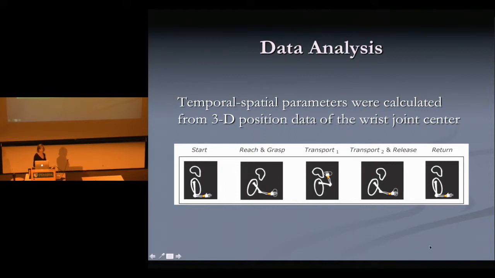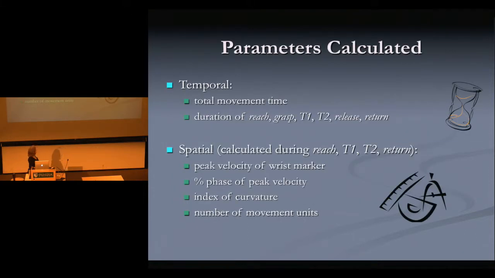The temporal spatial parameters were calculated from the 3D positions of the wrist joint center. It's represented by the little yellow dot. We looked at the total time to complete the reach and grasp cycle, the duration of the individual phases, the peak velocity of the wrist marker during the reach, transport 1, transport 2, and return phase, percent phase at which peak velocity occurred, the index of curvature, which is the directness of a movement measure, and the number of total movement units, which shows how smooth the movement is.